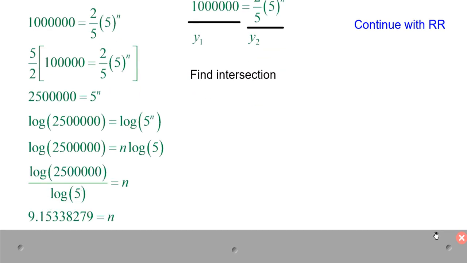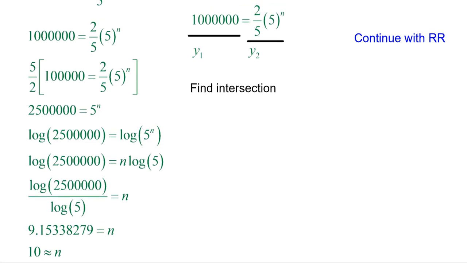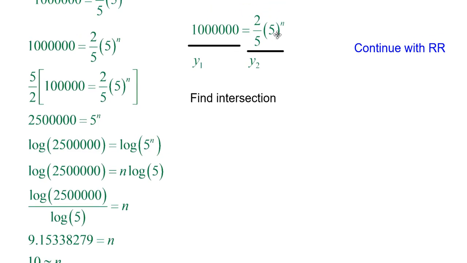And so we can see that's a little bit more than 9. Since we're counting in terms of days, 9 days would not be enough, so you're going to have to go up to 10 days. Now, you could have found the same idea if you did the intersection, putting that in y1, y2. This would be the intersected value that you'd have, and again, you'd have to round up.